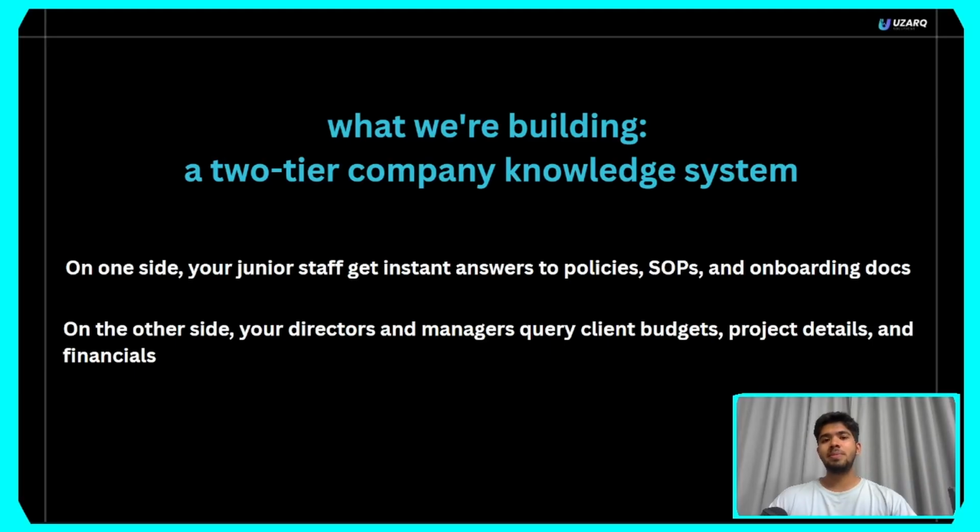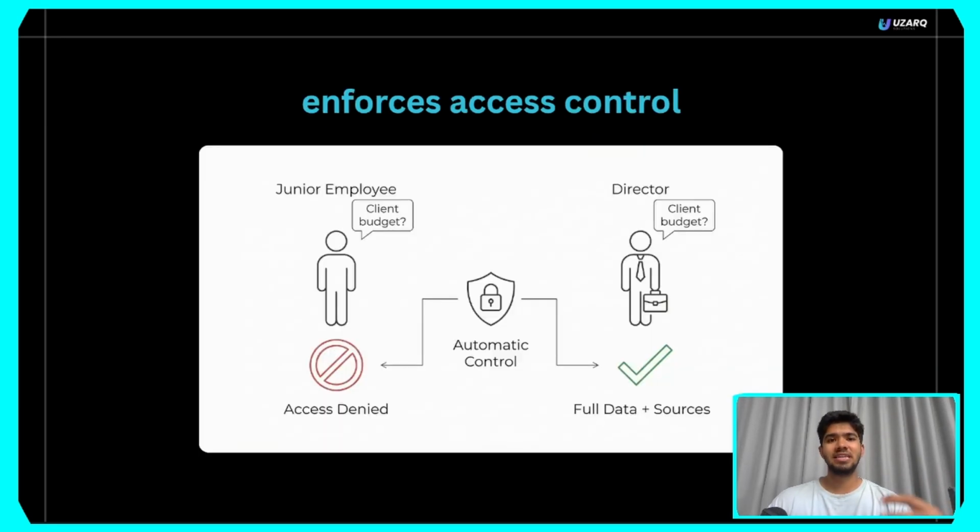So here's what we'll be building today. We'll be building a 2-tier company knowledge system. On one side, your junior level staff get instant access to the policies, SOPs, and onboarding docs. And on the other side, your directors and managers can query something that's confidential, like budgets, project details, or other financials. So the main concept of this AI system is that it enforces access control.